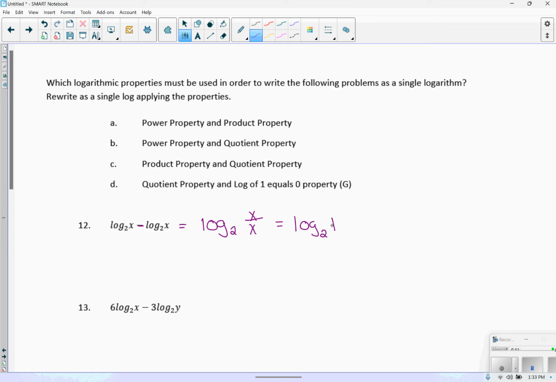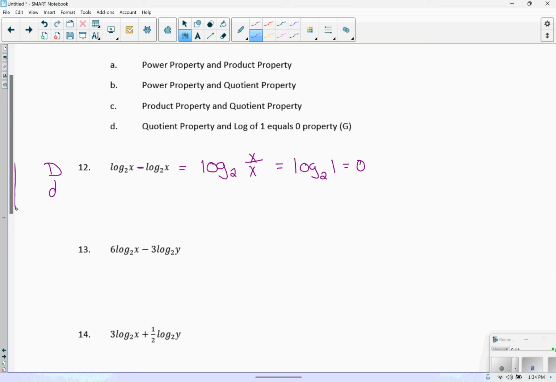And then we know that log of any base, other than negative number or 1, greater than 0, not equal to 1, but taking the log of 1 always equals 0. So this one would have been d, or actually I guess lowercase d. Here we've got product, subtraction goes back to quotient, product. We want to do the product to power rule first.